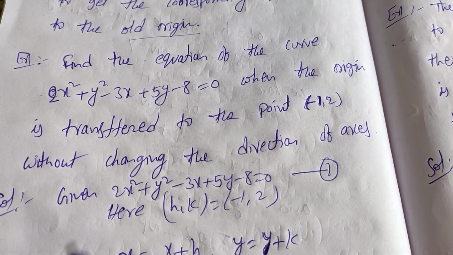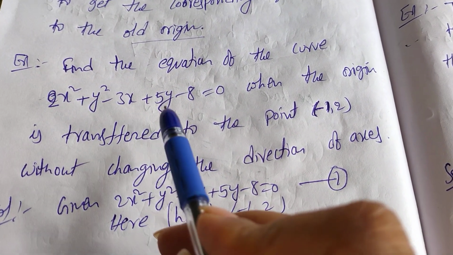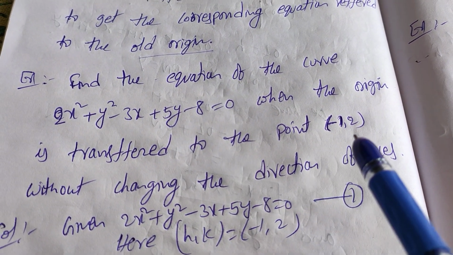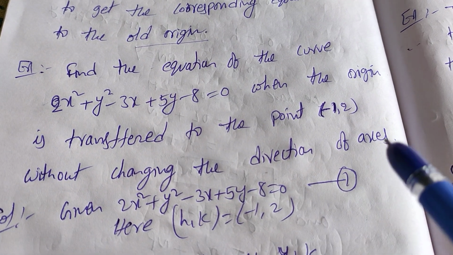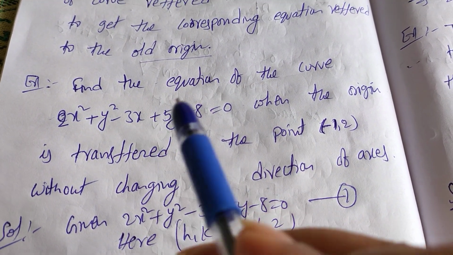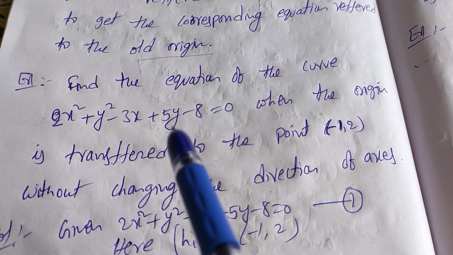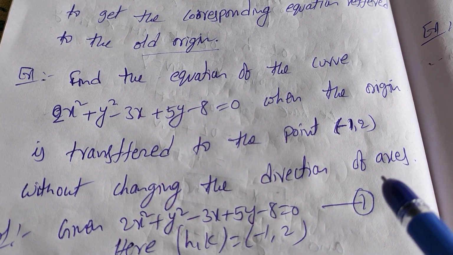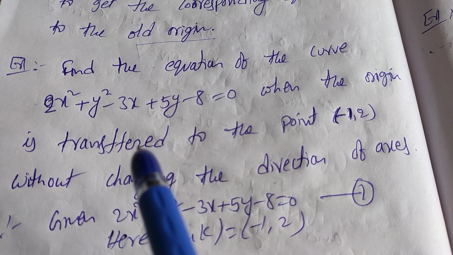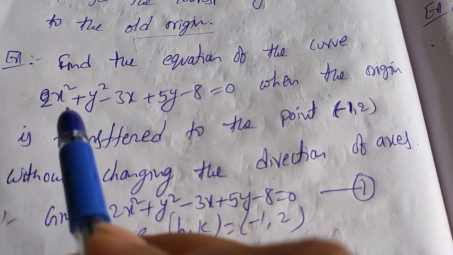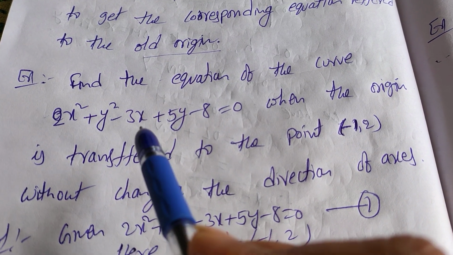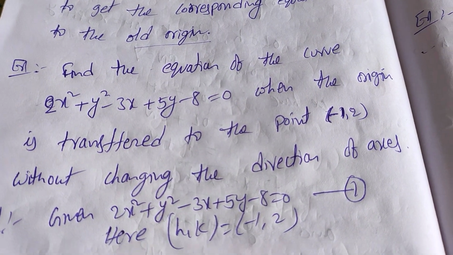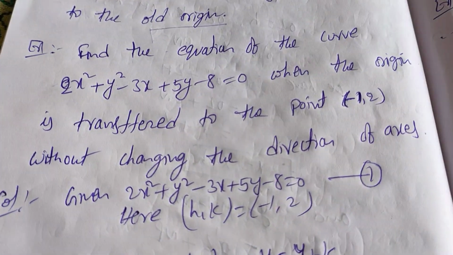Find the equation of the curve 2x square plus y square minus 3x plus 5y minus 8 is equal to 0 when the origin is transferred to the point minus 1 comma 2 without changing the direction of axis. See here. That means here he is asking, transferred to the point minus 1 comma 2, what is the transformed equation. That means they have given the equation according to the original axis. Now we have to find it according to the new coordinate axis, that is the transformed equation.